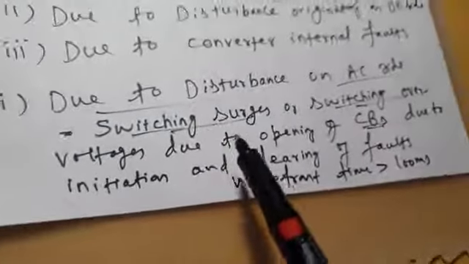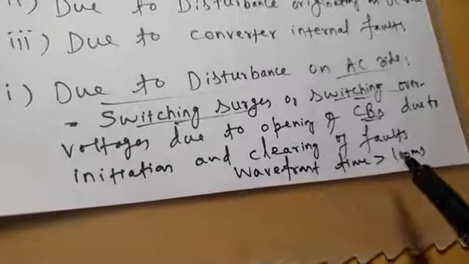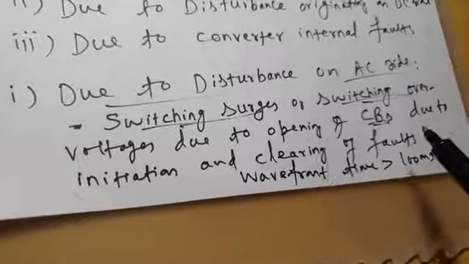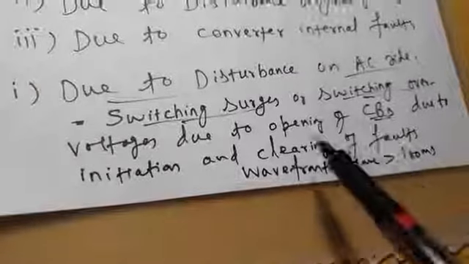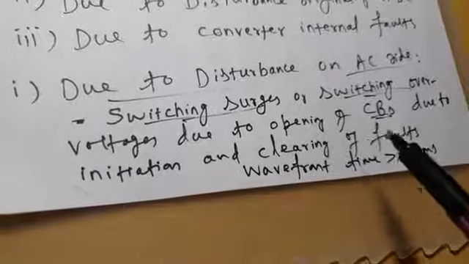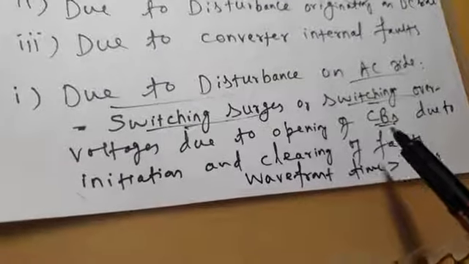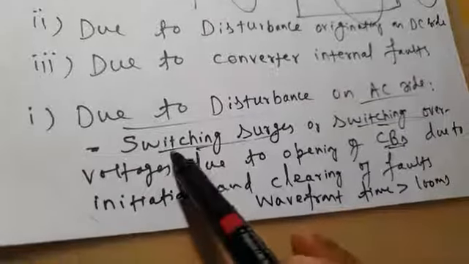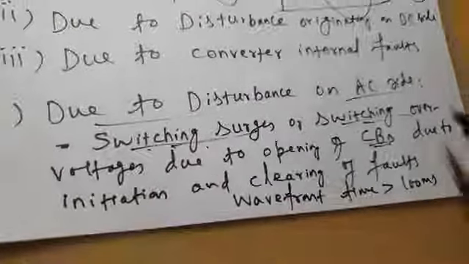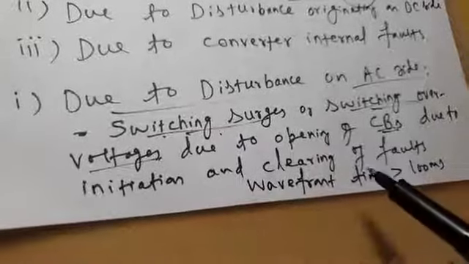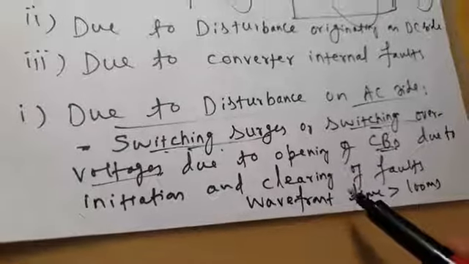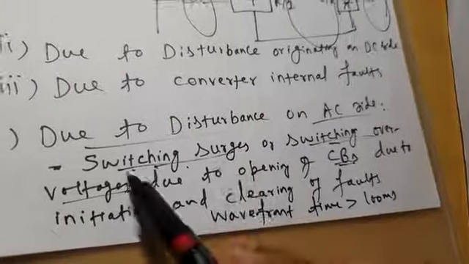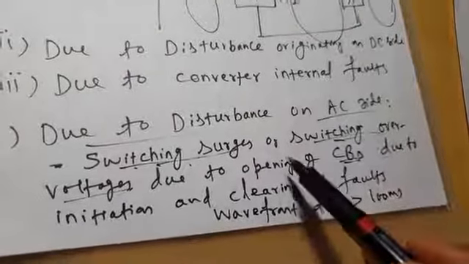On the AC side, initiation and clearing of fault by circuit breakers has taken place, which has resulted in opening of circuit breakers. And sudden opening of circuit breakers means sudden interruption of current, and that will result in high di by dt, L di by dt voltages, and those are called switching surges or switching over voltages. And these are one cause of over voltage in your HVDC system due to the first type of disturbance on the AC side. Okay.